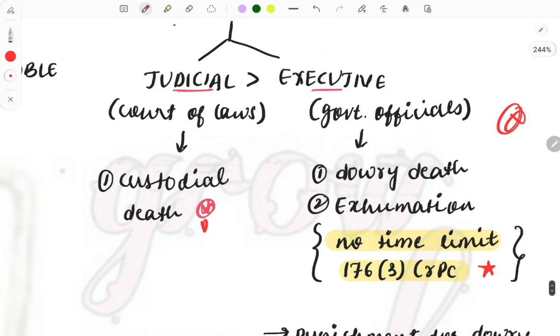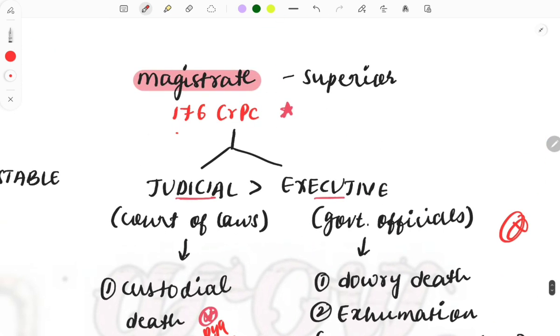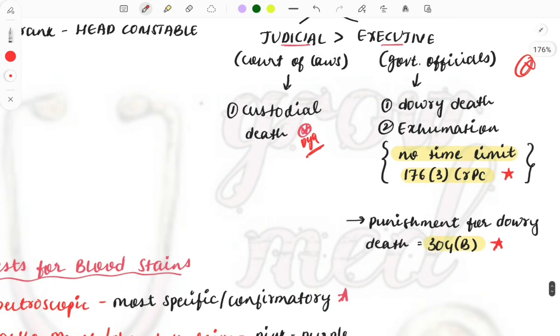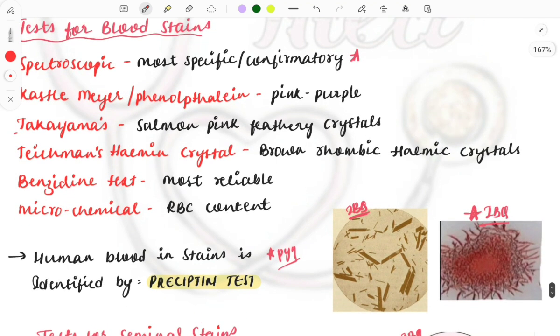So this is a PYQ, that if custodial death happens, then the judicial magistrate will be doing the investigations, whereas the executive will be doing the dowry death exhumation. Okay, then stains for the blood. So these are the important stains which are used to identify the blood and also to make the blood stain test.